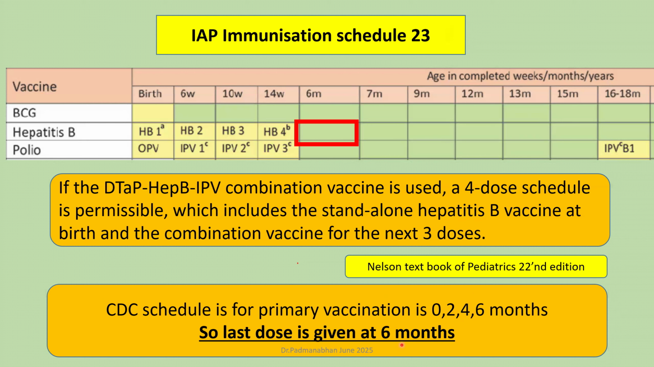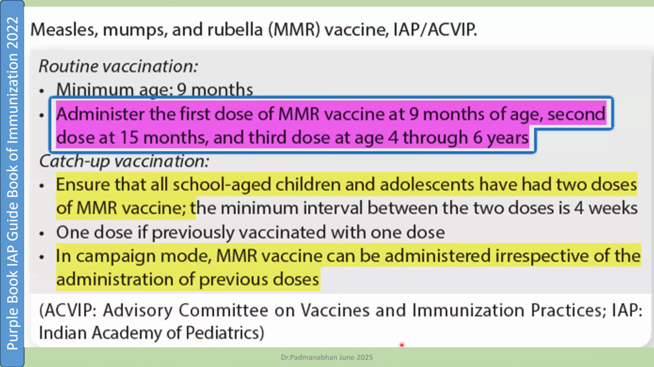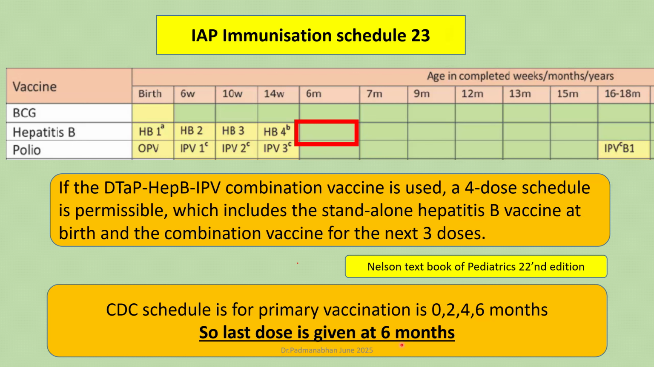But according to our schedule, the last dose is not given at 6 months. Therefore, there is a small issue regarding that. But other than that, why is hepatitis B given at birth? What is the significance? All of you should know this very clearly. It is very important to give at birth because we want to prevent transplacental transmission. If you get a needle prick and get hepatitis B, the chance of cirrhosis is much less than when you get it from the mother. And that's why hepatitis B is given at birth.